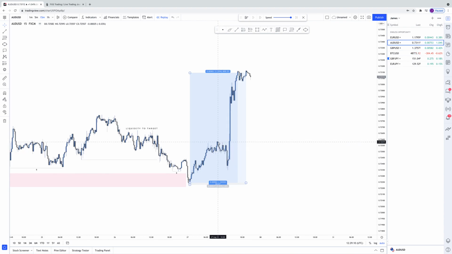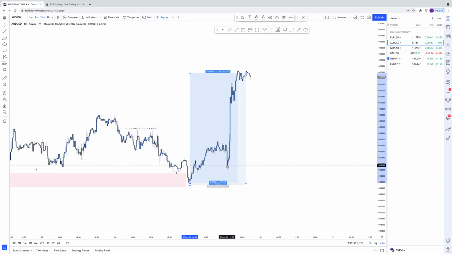So we broke structure, we pulled back, and it was around this area here where I did partial, and I did take off 50% of my trade. It was running around 20%, I think, when I partialed. So I banked 10% of my position and then left the rest to run. I knew that news was coming out at 3 p.m.